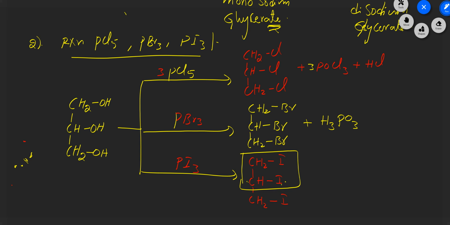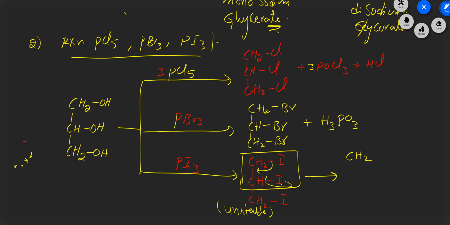Why? It involves this one. This I will go out, I plus comes here, I minus comes, and I plus and I minus form I2. So it is an unstable molecule due to the presence of big size atoms on adjacent carbon atoms. So here a new bond is formed. This side CH2 double bond CH.